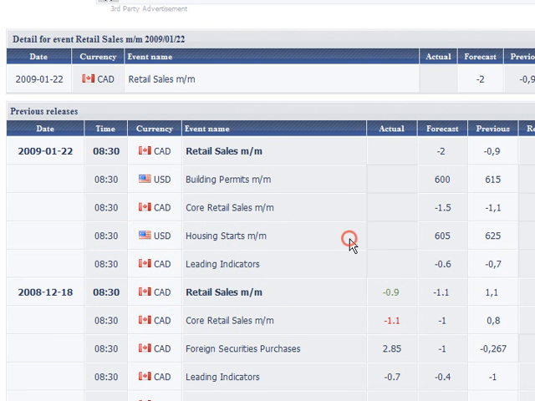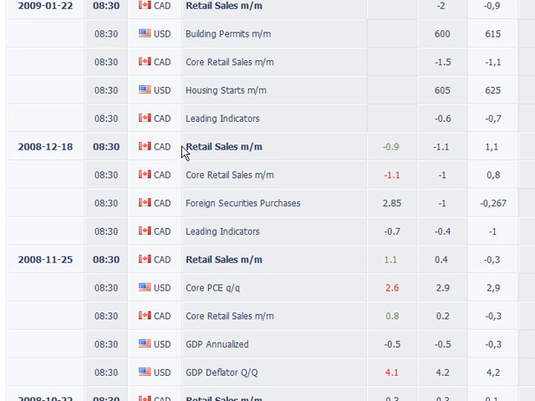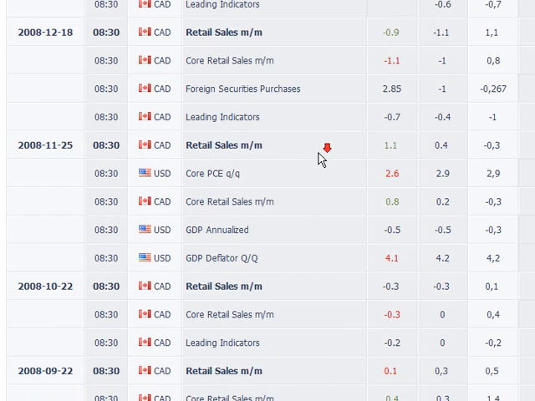I can go through and see how everything came out. For example, here I see 830 CAD retail sales last month. It came out a little too close to expectations. Only 0.2 deviation there, only 0.1 deviation on the core. In my experience, that's not enough.